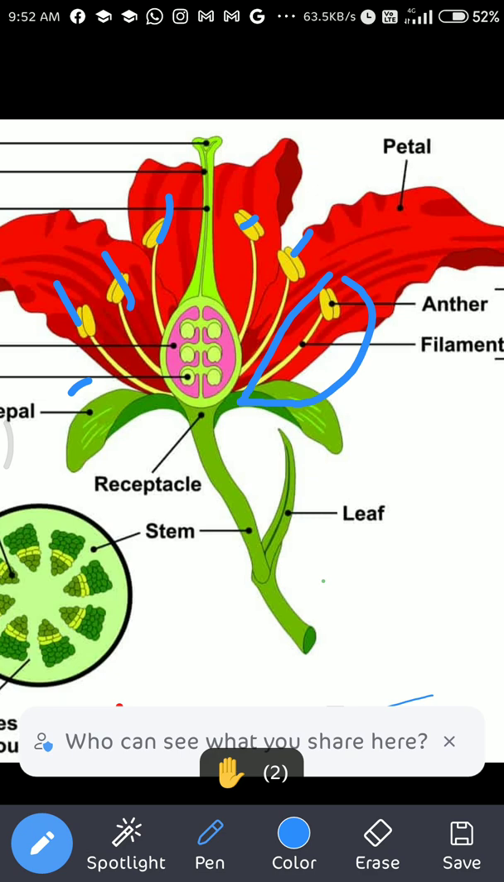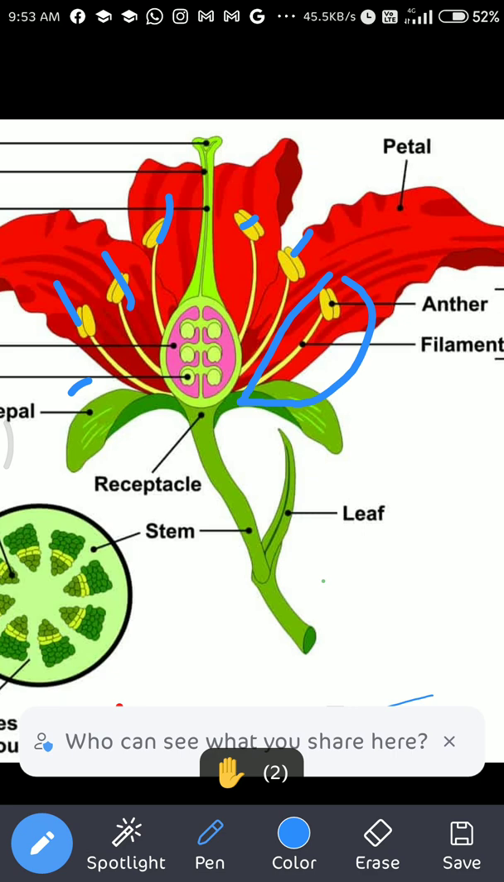Receptacle is just like a thalamus, meaning the swollen part of the stalk is the receptacle or the thalamus, you can say. Receptacle or thalamus is the same thing. The end of the stalk on which the flower is seated is this swollen part. Here all the whorls arise. Calyx, corolla, androecium, gynoecium, they are all seated on the receptacle or the thalamus. Is it visible?